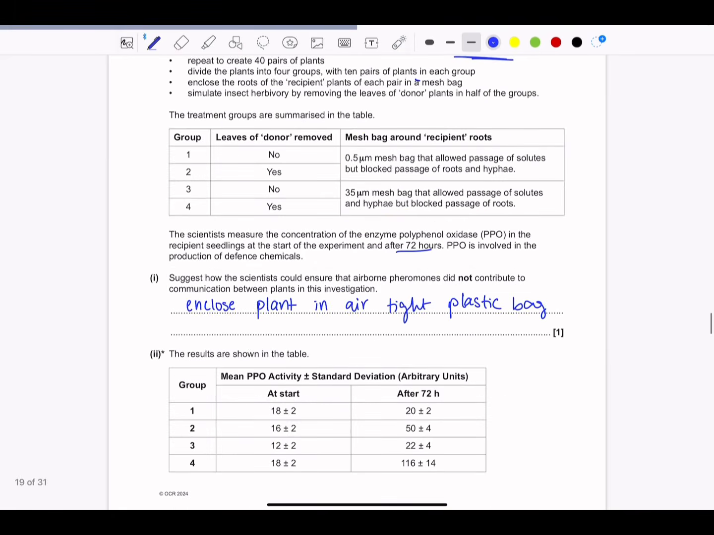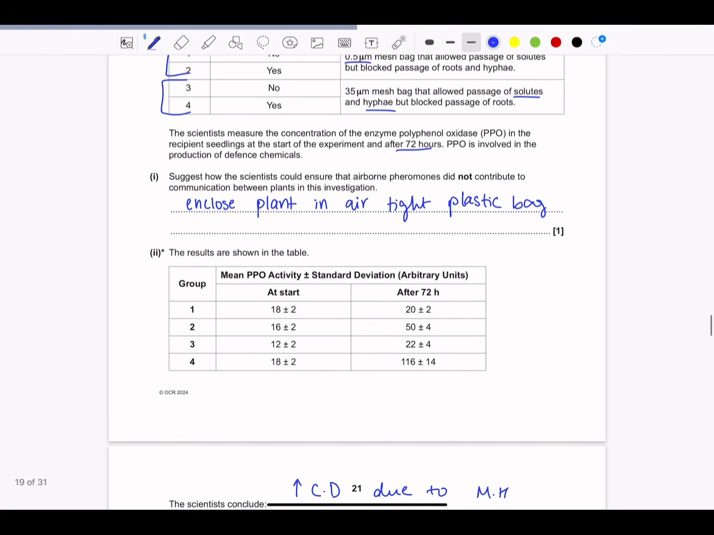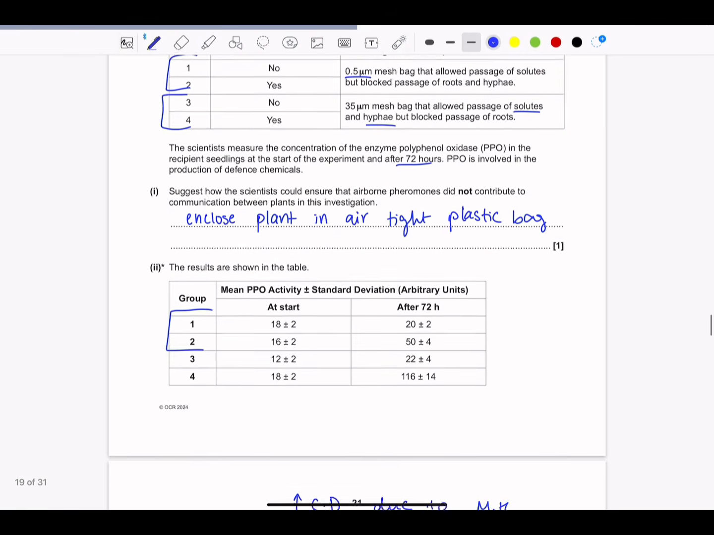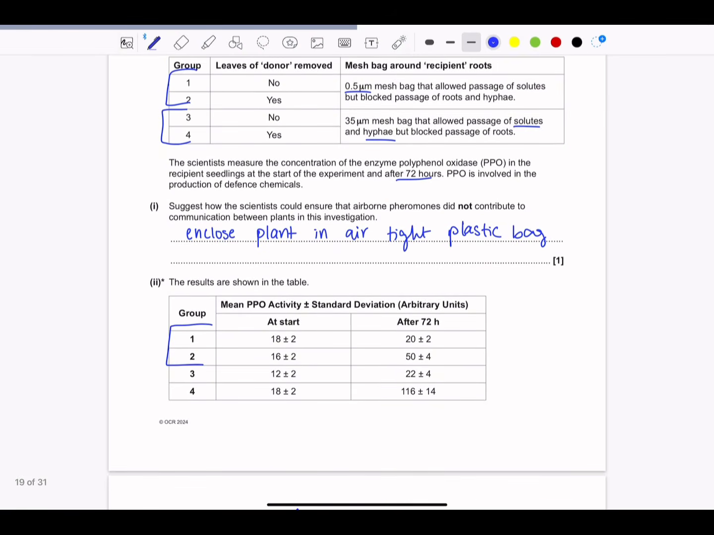Looking back at the tables and analyzing what they did first, we can block this off as 2 separate groups. Groups 1 and 2 had the smaller mesh size that only allowed passage of solutes, but not the roots and the hyphae, and groups 3 and 4 had a large mesh size which allowed movement of solutes and hyphae, but not of the roots. So comparing groups 1 and 2 in terms of results, this one had leaves removed over here, and they were removed over here as well.